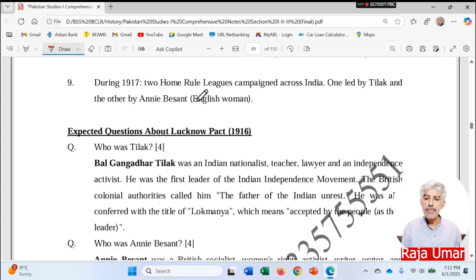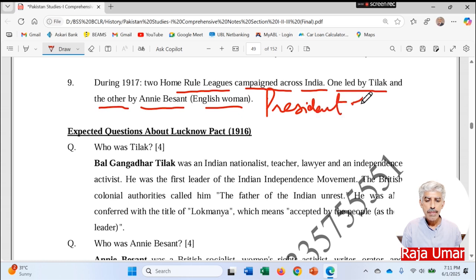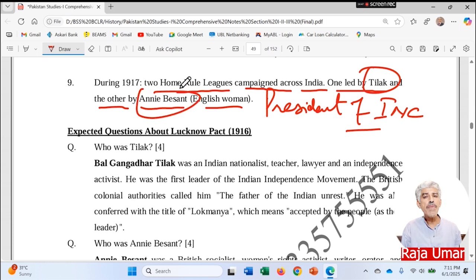During 1917, two home rule leagues campaigned across India, one led by Tilak and the other by Annie Besant, the English woman. She was the president of the Indian National Congress at that time. So at that time, these two personalities, Tilak and Annie Besant, were working for self-rule for the people of the subcontinent. So you can say that the outcome of the Lucknow Pact started coming in the form of these two people who started working for self-rule for the Muslims of the subcontinent.